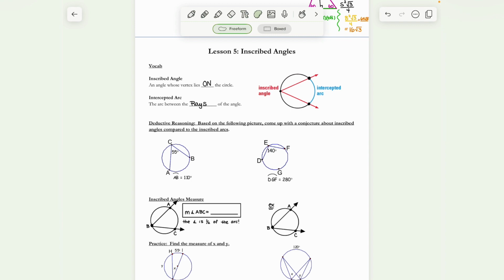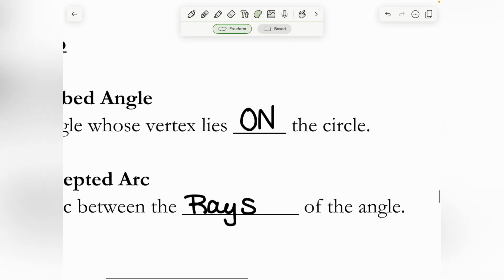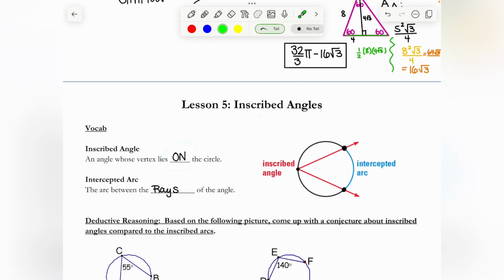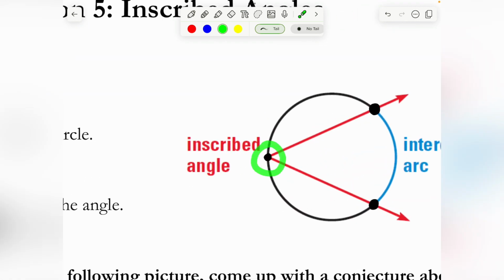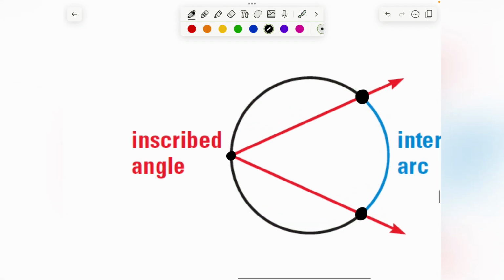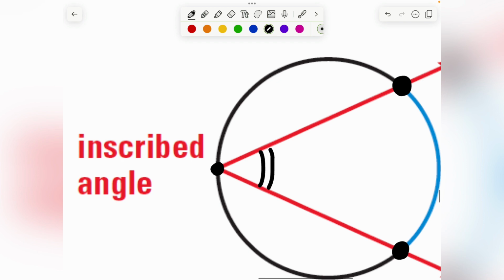An inscribed angle is an angle whose vertex lies on the circle. So this vertex is on the circle, like on the edge. It could be an angle that's anywhere on the edge of the circle. So when we have an inscribed angle, it would be this angle right here.